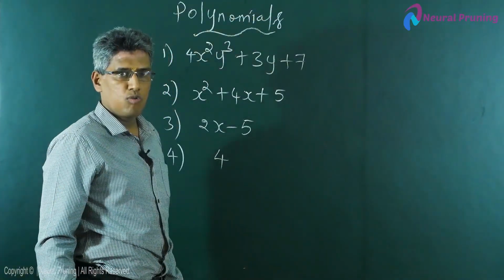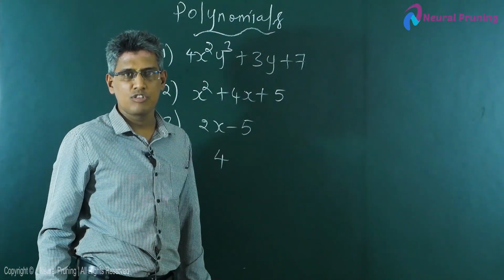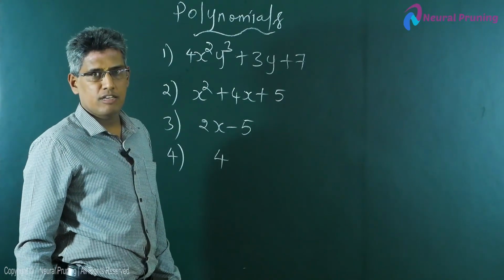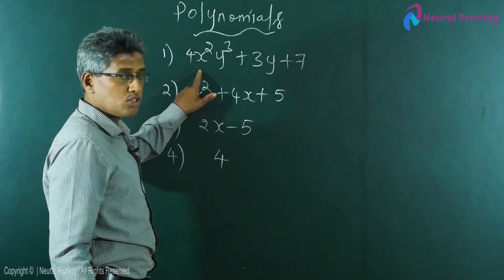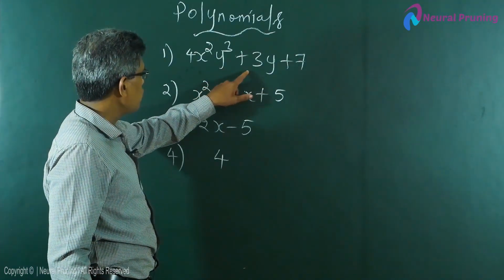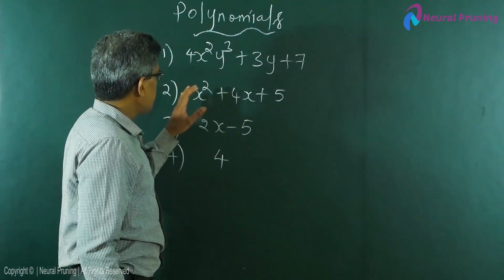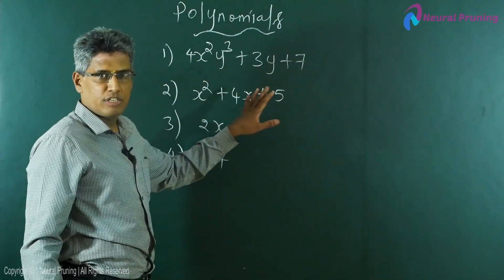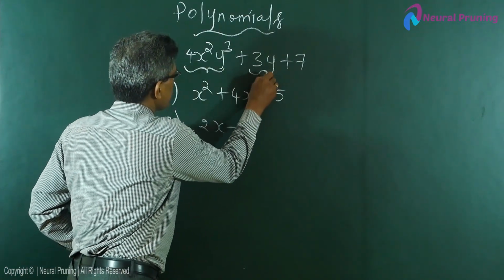Okay, let us now focus our attention on the 4 examples listed on the board, and let's check whether each one of these happens to be a polynomial. The first one, 4x square y cube plus 3y plus 7. Okay, so this particular expression is a combination of 3 terms.